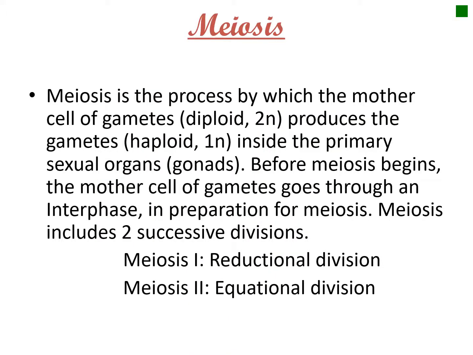So meiosis. Meiosis is the process by which mother cells of gametes, the primary sexual organs, produce gametes. Before meiosis, the mother cell of gametes will undergo interphase. Then it's going to undergo two divisions: reduction and equational division. In meiosis I, the amount of chromosomes and genetic information is reduced into half, and meiosis II is the equational division.